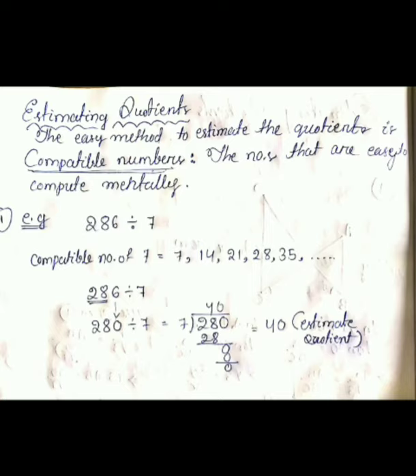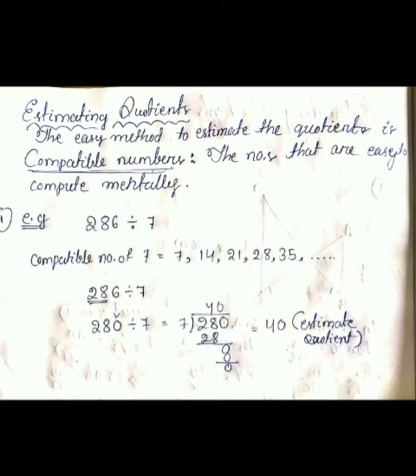so students, just remember, if you round the greatest place value, estimating the quotient mentally may be difficult. So in such cases, the easy method to estimate the quotient is computable numbers. What are computable numbers? The numbers that are easy to compute mentally. Okay? Just see the example, 286 divided by 7.